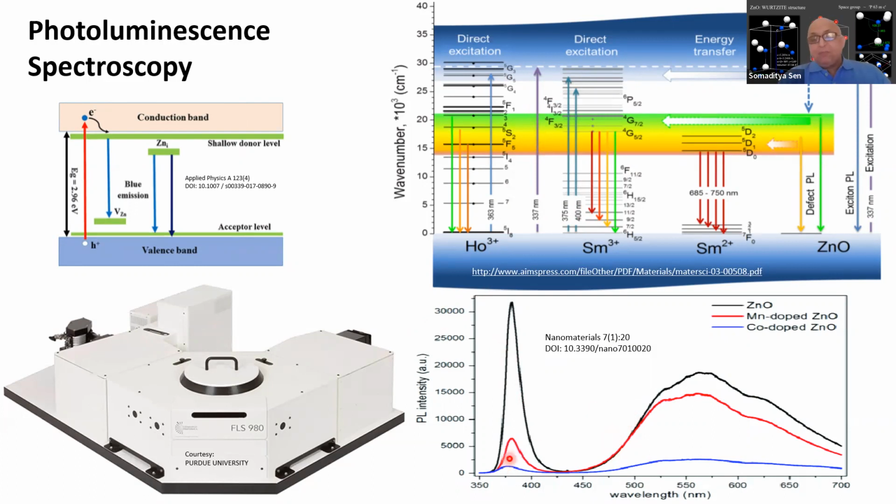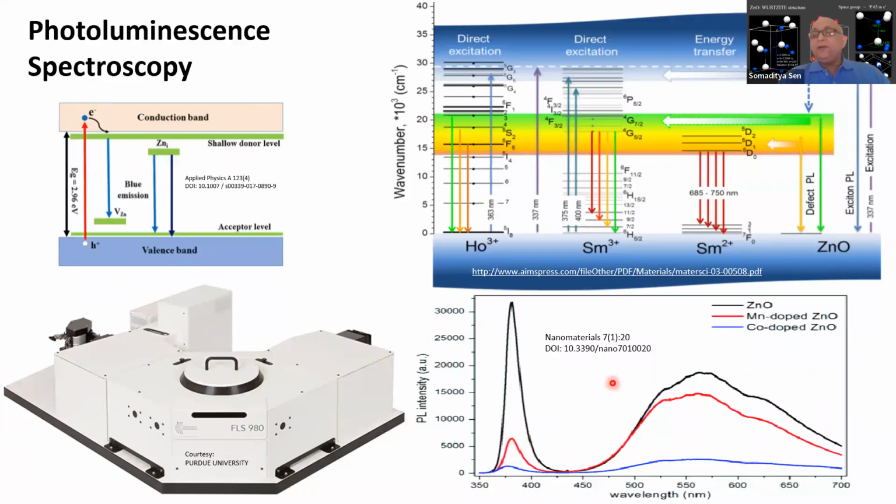Now there will certainly be one transition from the conduction band to the valence band, and that will be somewhere near the band edge. That is, it will be equivalent to the band gap. So that will give you an estimate of the band gap. In zinc oxide, this intensity near about 375 nanometer corresponds to that type of near band edge emission, which is equivalent to the band gap.